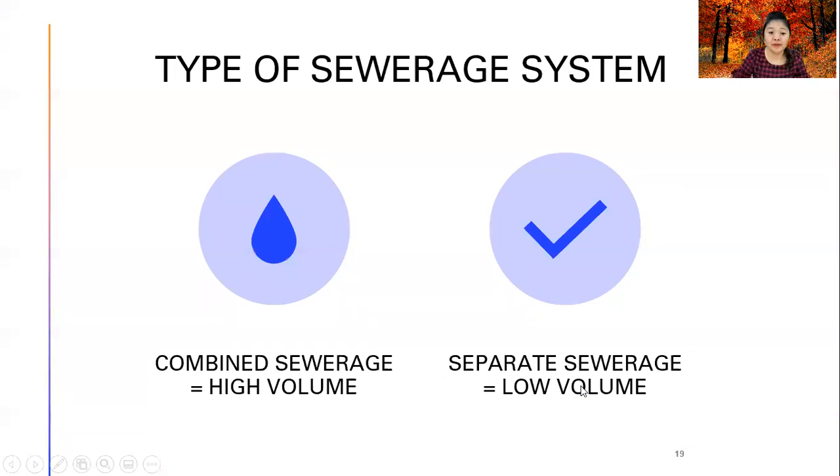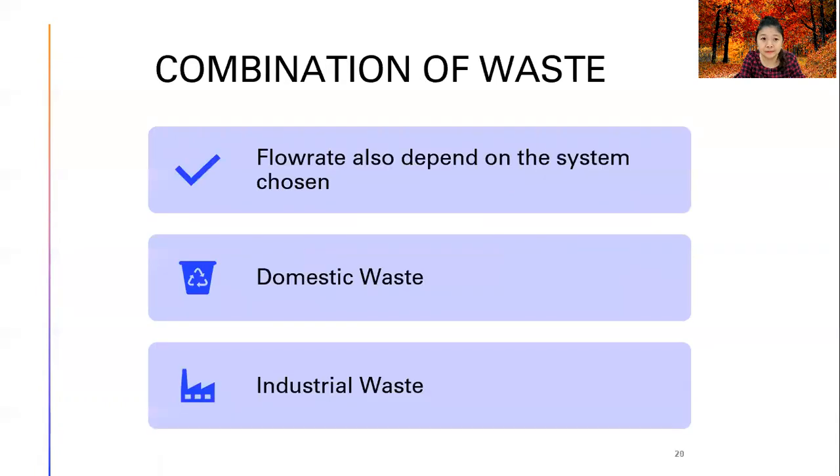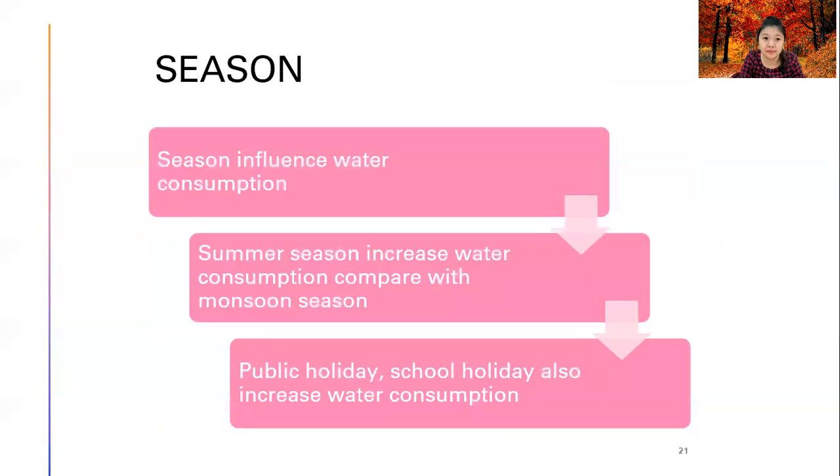Okay, for the type of sewage system, we have the combined sewer and also the separate sewer. When combined, it means the rainwater from the roadside is combined with the piping from our houses, so you will receive more water compared to only from the house. For a separate system, the volume will be lower. For the combination of waste, the flow rate also depends on the system we choose, and on whether it is domestic waste or industrial waste. So during the seasons, this influences water consumption.